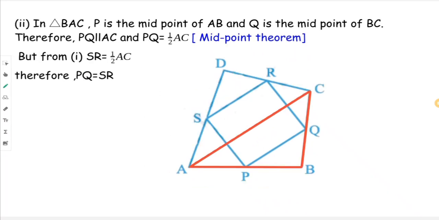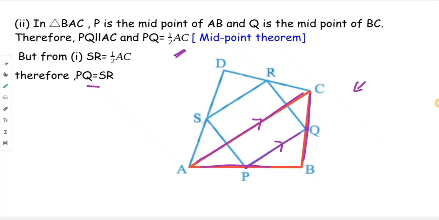Now let's go to the next. Here we also prove that PQ equals SR. So here we'll be taking the lower triangle again. Remember that P is a midpoint of AB and Q is a midpoint of BC, which means I can say that PQ is parallel to AC and also PQ is half times AC. Why? Because of the midpoint theorem.